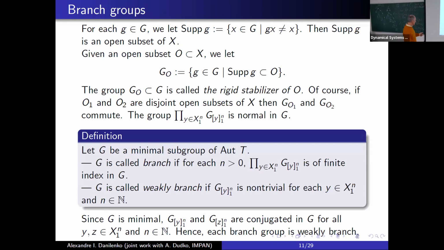Definition. Let G as usual be a minimal subgroup of T. G is called branch if for every n this normal subgroup is of finite index in G. And G is called weakly branch if this group is not trivial for every cylinder.